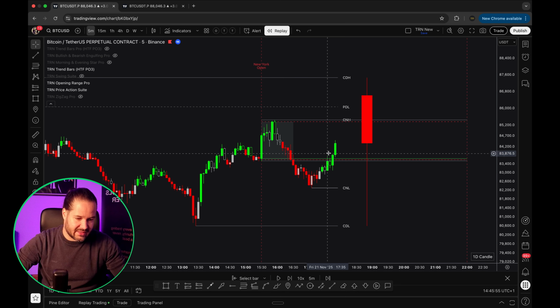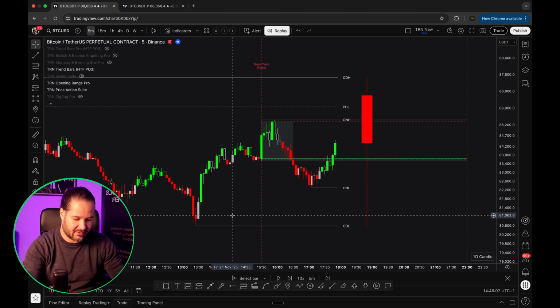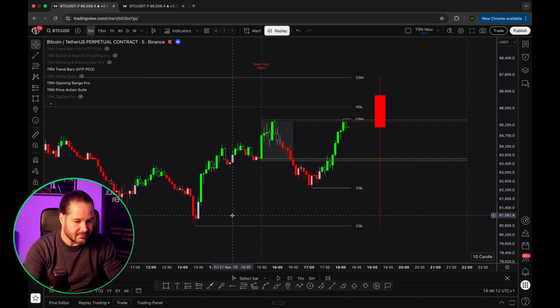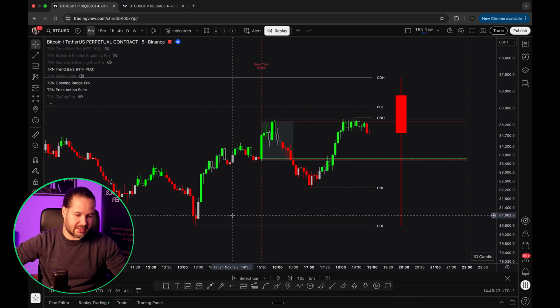So this is invalidated. But let's see if we move up to the opening range high and what happens there. If we get a reversal here, it would be another chance to enter a short. Let's see. Okay, we just took out the opening range high. Now we start to consolidate a bit. That's okay, but we still need a red trend bar to confirm a so-called liquidity sweep.